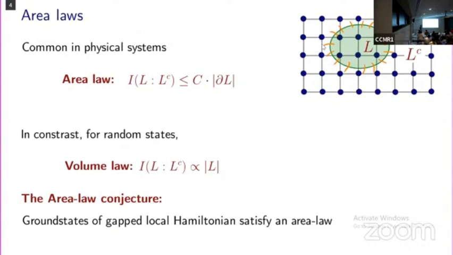And it is a well-known conjecture in physics that if we look at ground states of local Hamiltonians with a gap, a spectral gap, meaning we assume that the difference between the first excited energy and the ground energy is constant and does not decay as the size of the system increases, then it is conjectured that the area law is satisfied.